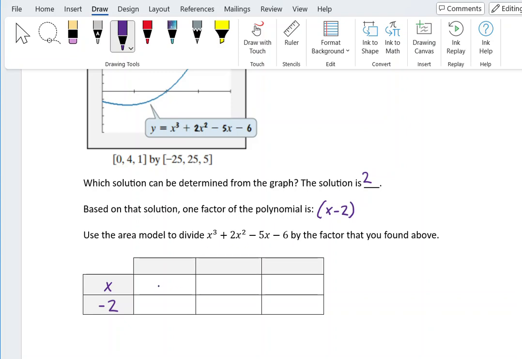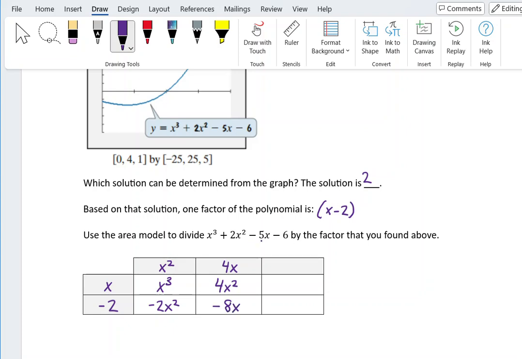And the middle boxes are going to be these. So x to the third is going to go here in the upper left box. What times x gives me x to the third? That is x squared. And then multiply x squared by negative 2 to get minus 2x squared. We need to have plus 2x squared. What do we add to negative 2 to get to positive 2? We would need to add 4 x squareds. What times x is 4x squared? That would be 4x. And multiplying 4x times negative 2, that's minus 8x.